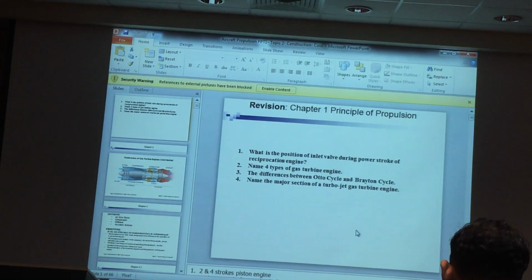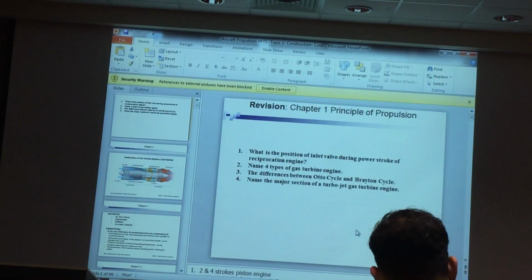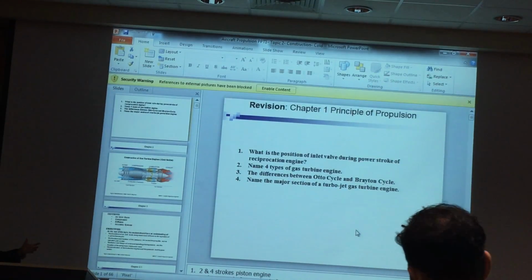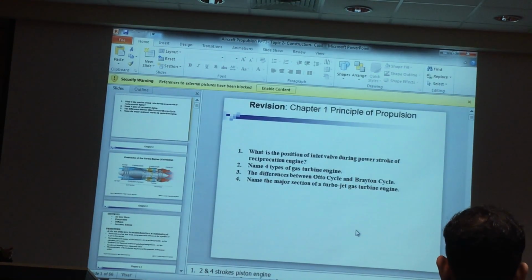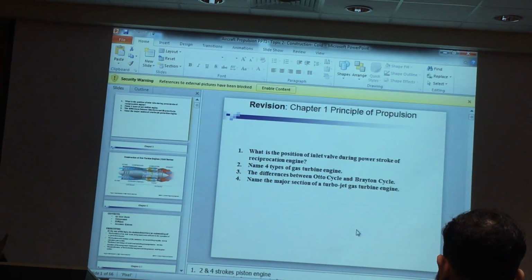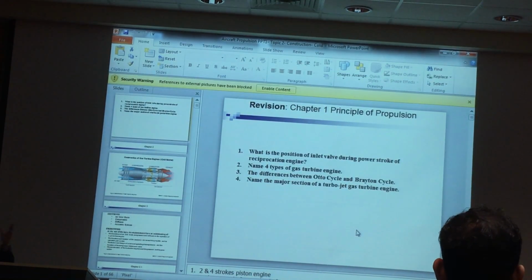Then the major sections of the turbojet engine. First one is your intake, followed by the compressor, then the diffuser. Remember, sometimes there's a fan there. But sometimes people take the fan as a compressor also. Your fan inlet pressure is also the compressor inlet pressure.